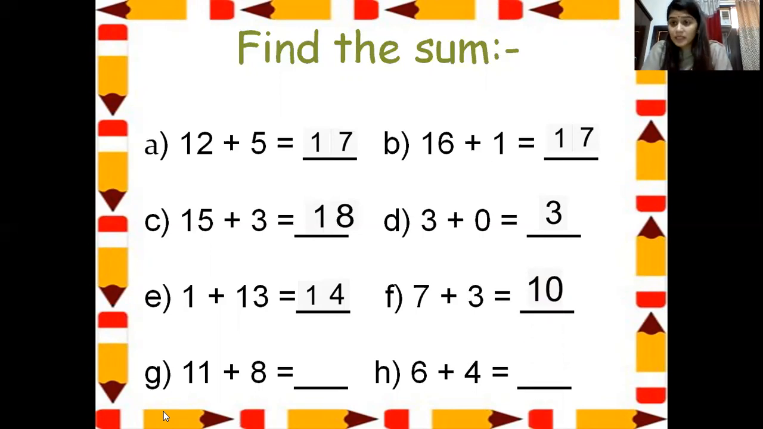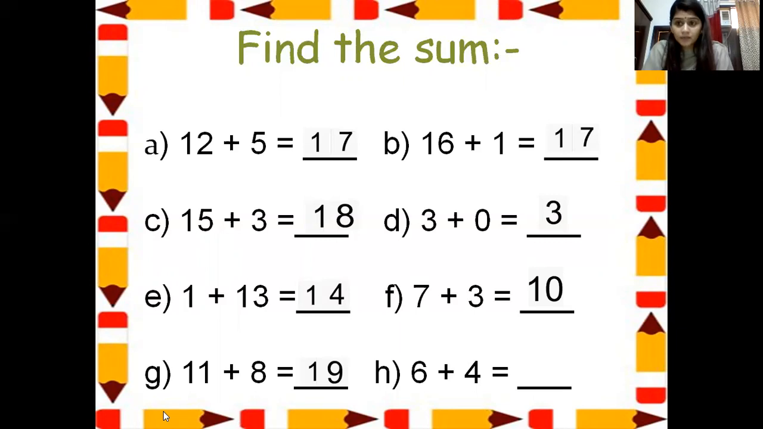Next, 11 plus 8. 11 is the bigger number. Keep 11 in your mind. And 8 is the smaller number. So what comes after 11? 12, 13, 14, 15, 16, 17, 18, 19. The answer is 19.